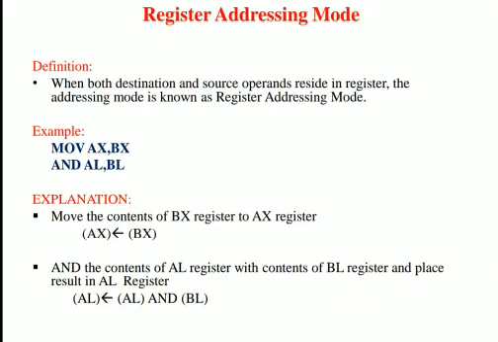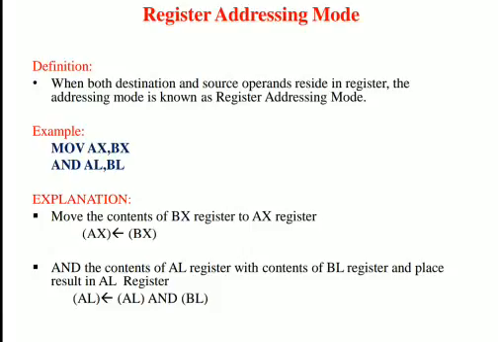See the example, MOV AX, BX. In this example, the content of the BX register is moved to the AX register. See the next example, AND AL, BL. What we have to do is AND the content of the AL register and the content of the BL register, and the resultant content is stored in the AL register.